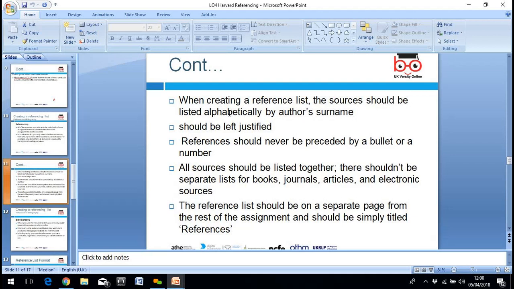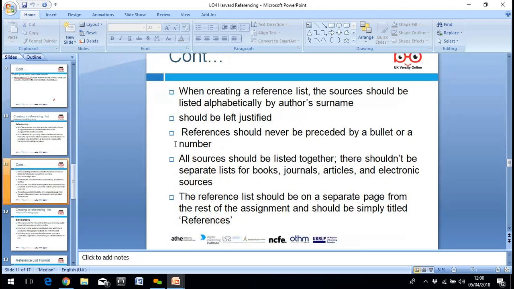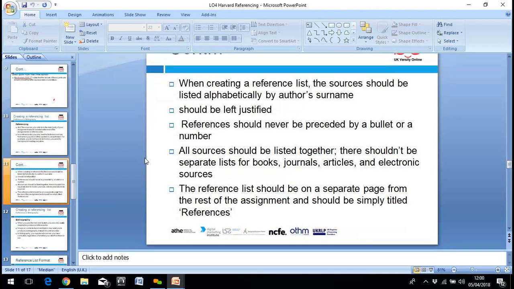Try to list them alphabetically by author's surname. Should be left justified. References should never be preceded by bullets or a number. All sources should be listed together. There shouldn't be a separate list of books, journals, articles, or electronic resources. They all go together. You don't have to separate them out. And it should be on a separate page from the rest of your assignment. So when you've got two or three pages of assignment, the reference list should be on a separate page at the end.